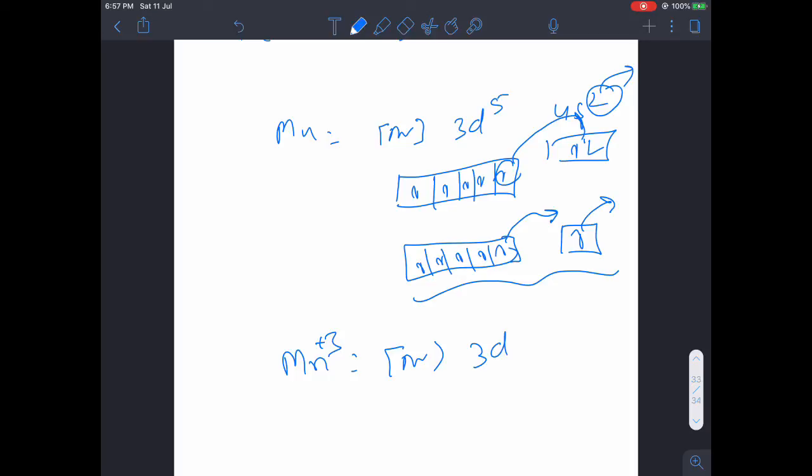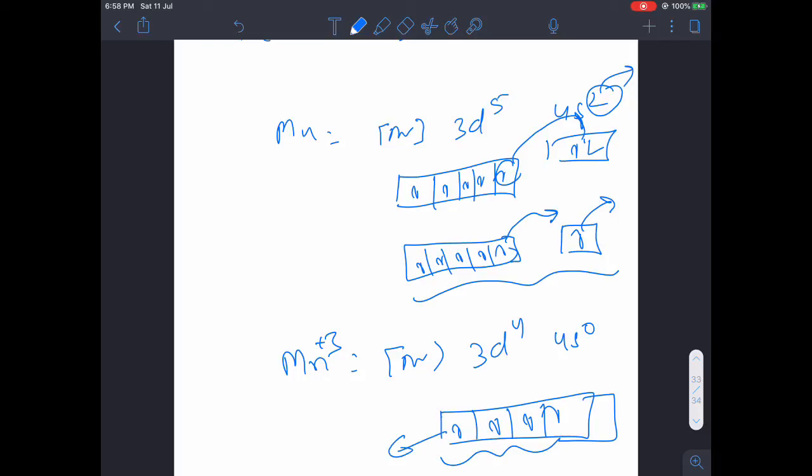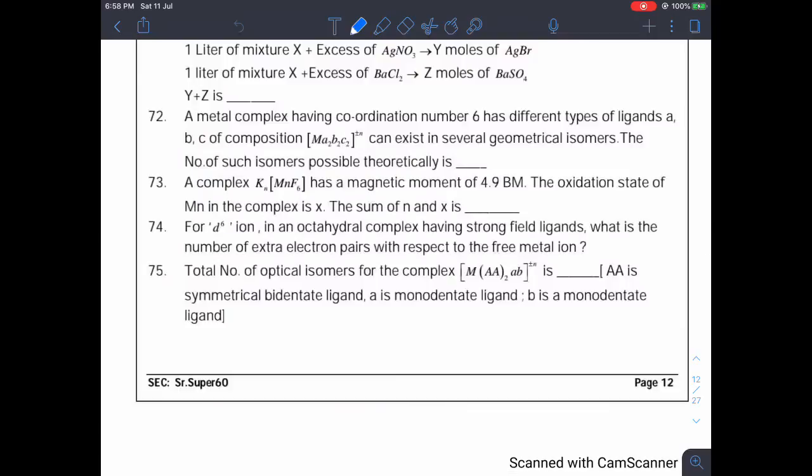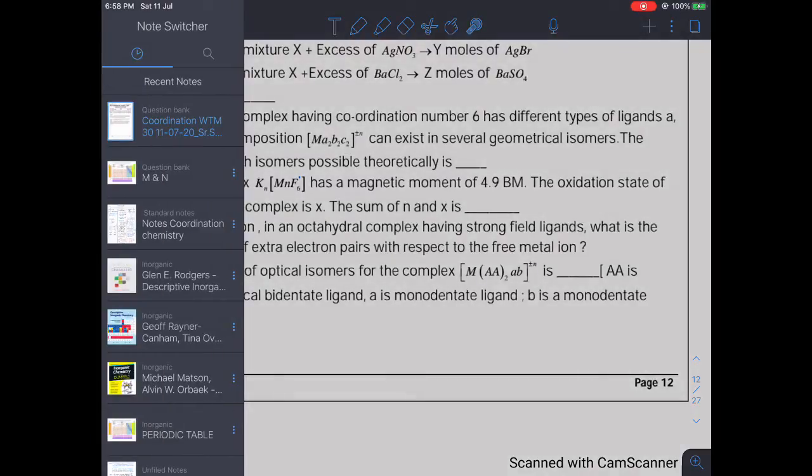So 3d4 and 4s 0. So the whole answer in this case will be 1, 2, 3, 4. So overall we have 4 unpaired electrons. So 4 unpaired electrons means yes. Because you know that fluorine is a weak field ligand, so no need to think about that. So for 4 unpaired electrons we need a charge, how much?